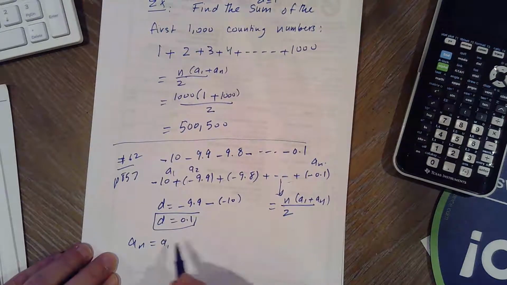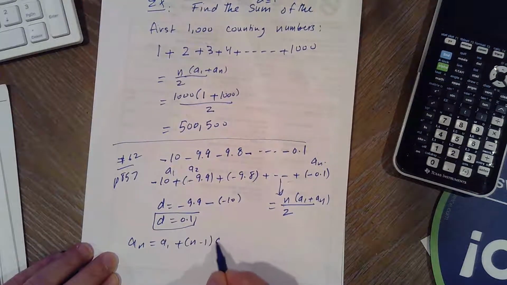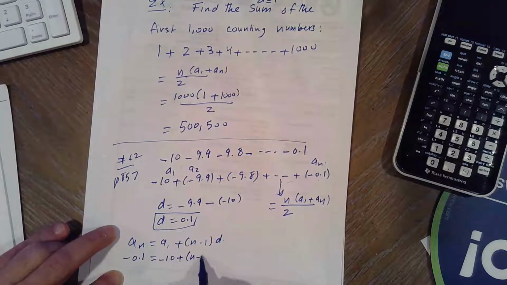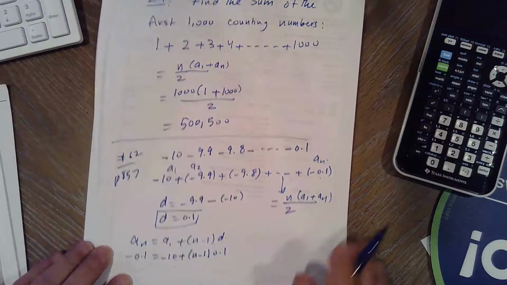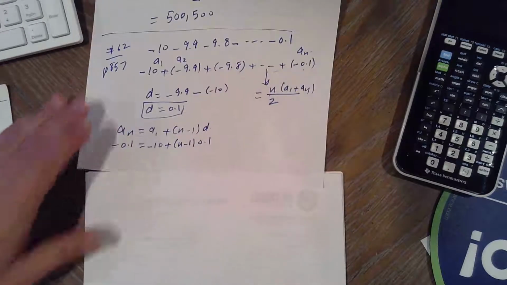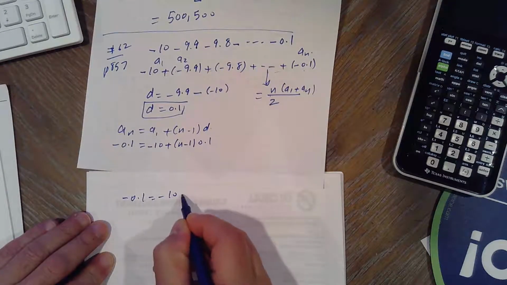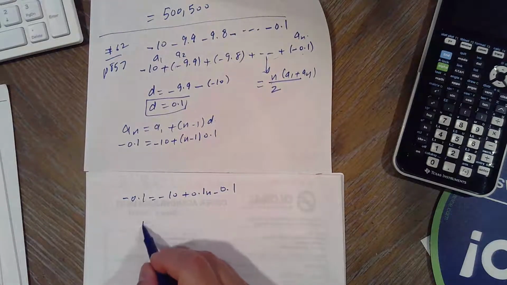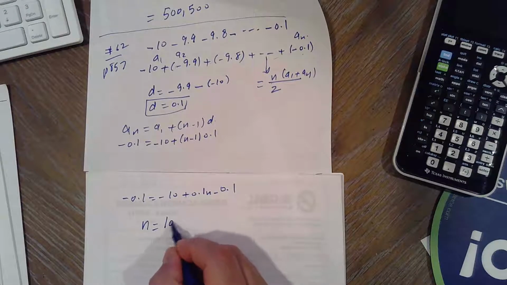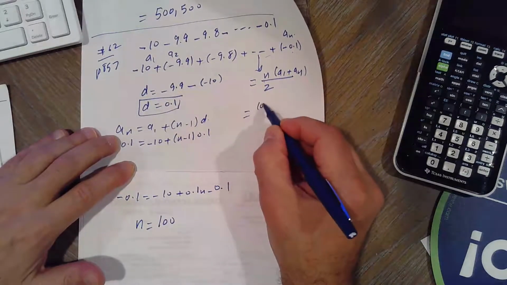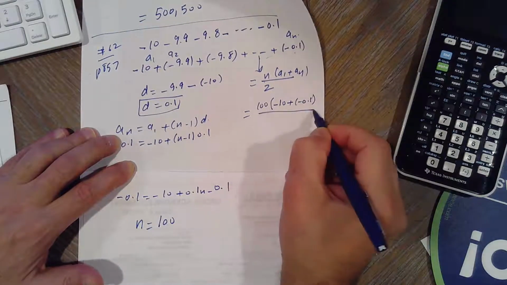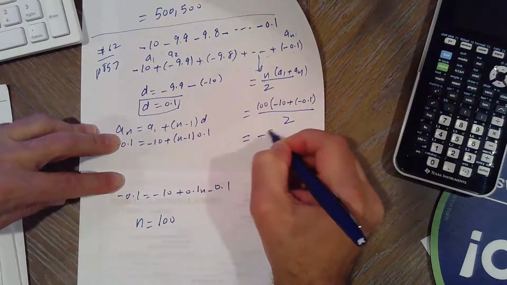Before, we knew because there were 1,000 of them. So we're going to use the formula for the general term: an equals a1 plus n minus 1 times d. An is negative 0.1, a1 is negative 10, n is what's unknown, and d is 0.1. So if we do the math, negative 0.1 equals negative 10 plus 0.1n minus 0.1. So n equals 100, and then you put that here: 100 over 2 times negative 10 plus negative 0.1, and it's going to be negative 505.